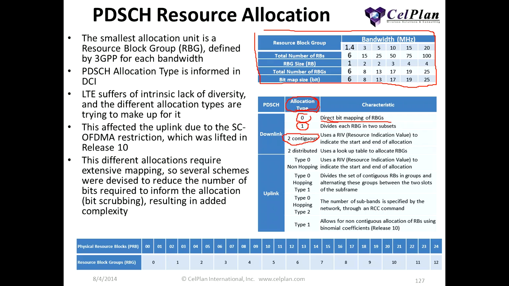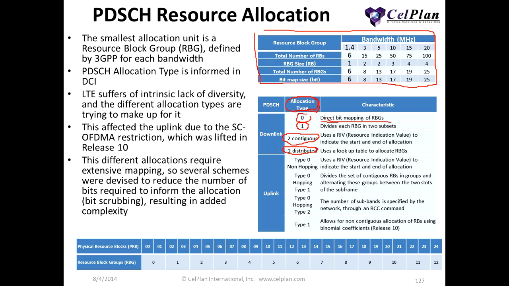Then there is allocation type 2, contiguous, and type 2 distributed. Again, the idea here is to provide diversity and bit scrubbing. So instead of using a map, maybe I can have just a start and an end, and that's why it's called contiguous.